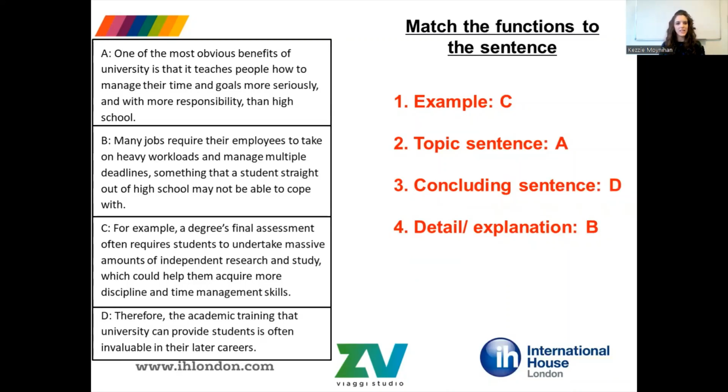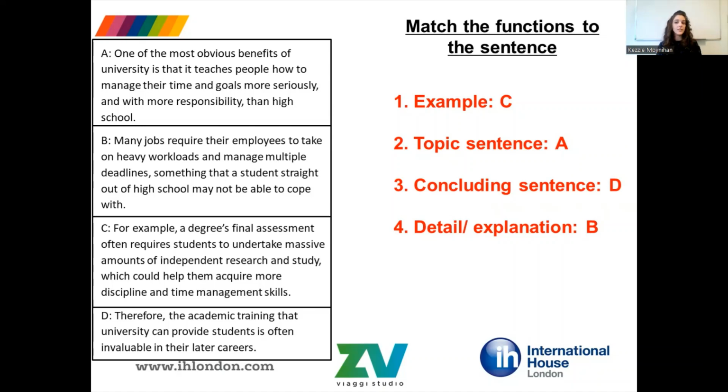Okay, here we can see part A is the topic sentence. The topic sentence in English academic writing tells the reader exactly what the subject of that paragraph will be. Generally, English paragraphs start off more general and get more specific as they go down the detail.